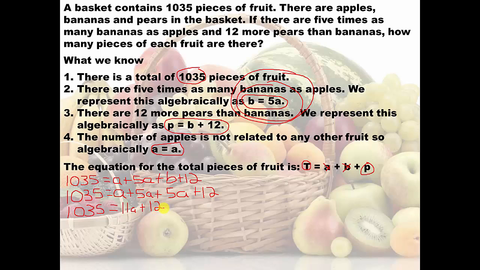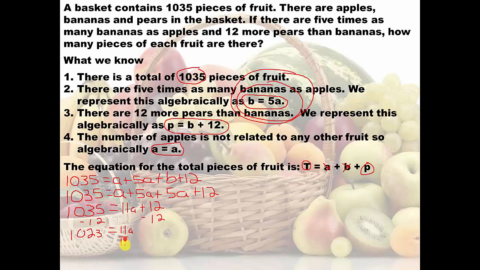If you're wondering why I'm going through this, you'll see in a minute when I get to the Google Sheet how you can solve this using a spreadsheet. So now we subtract 12 from both sides, and we get 1023 is equal to 11A.